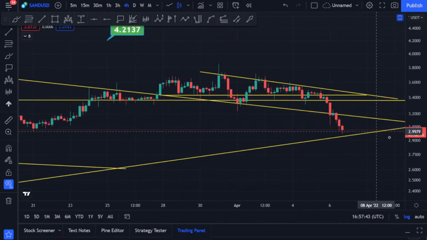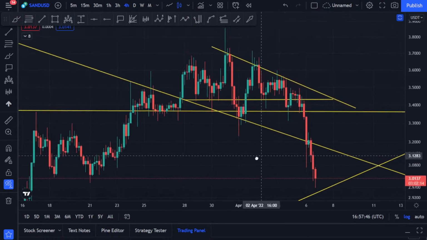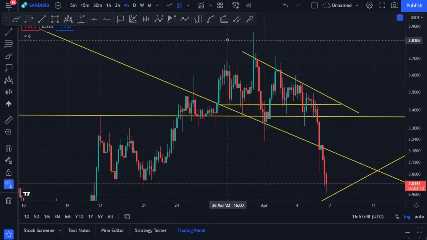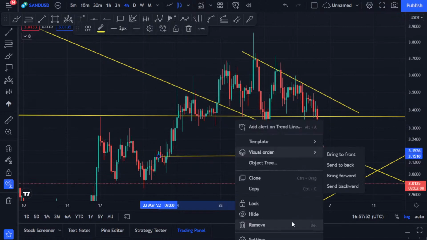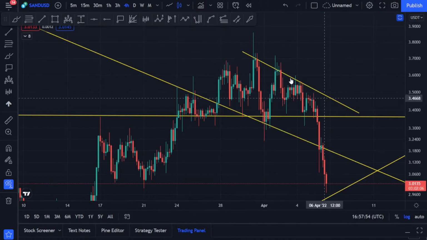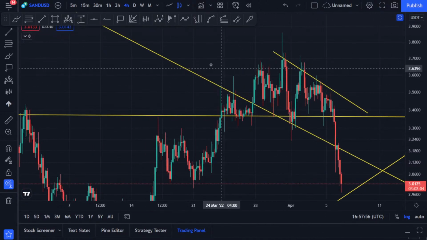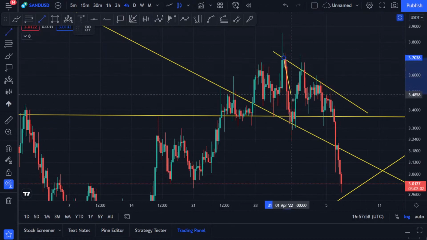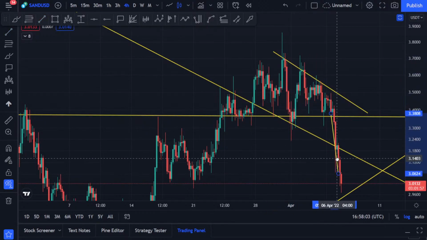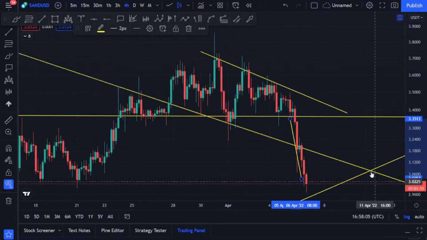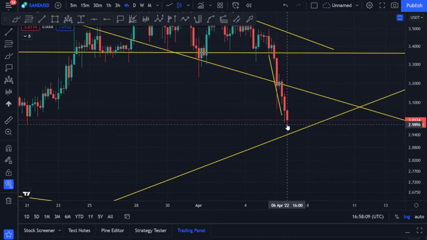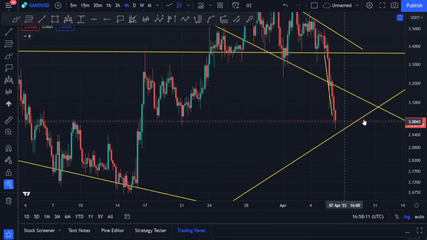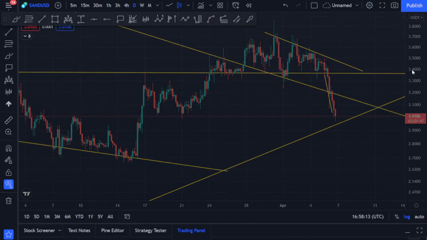Now let's go in the 4-hourly. Okay, you can see I told you about SAND. It was making a lower highs formation, and there is a chance it's going to break towards the downside because it was a bearish pattern. Then we had this price target for SAND towards the downside right over here, and that's where the breakout happened. Now you can see that it came very close to this, but it has come inside this pattern over here.